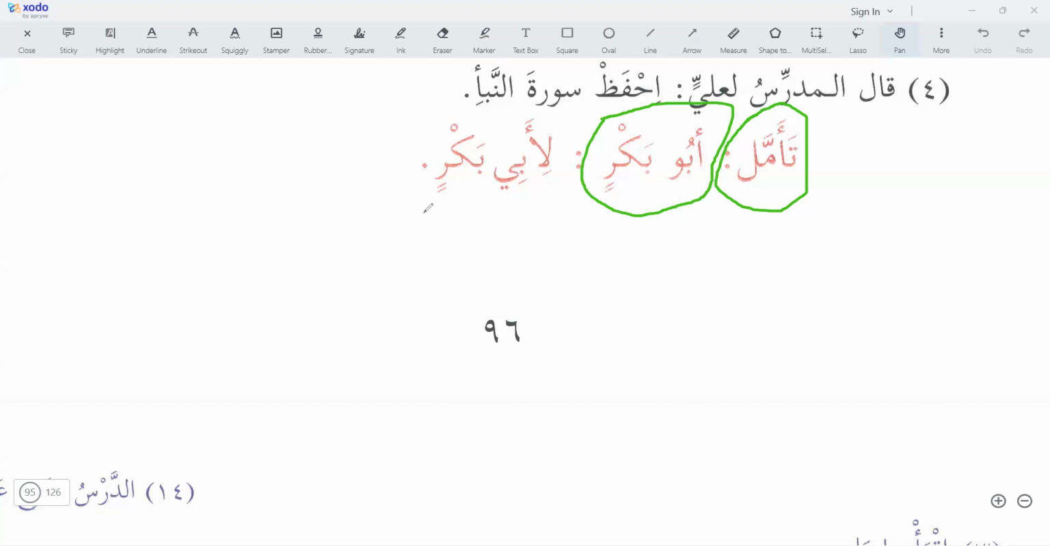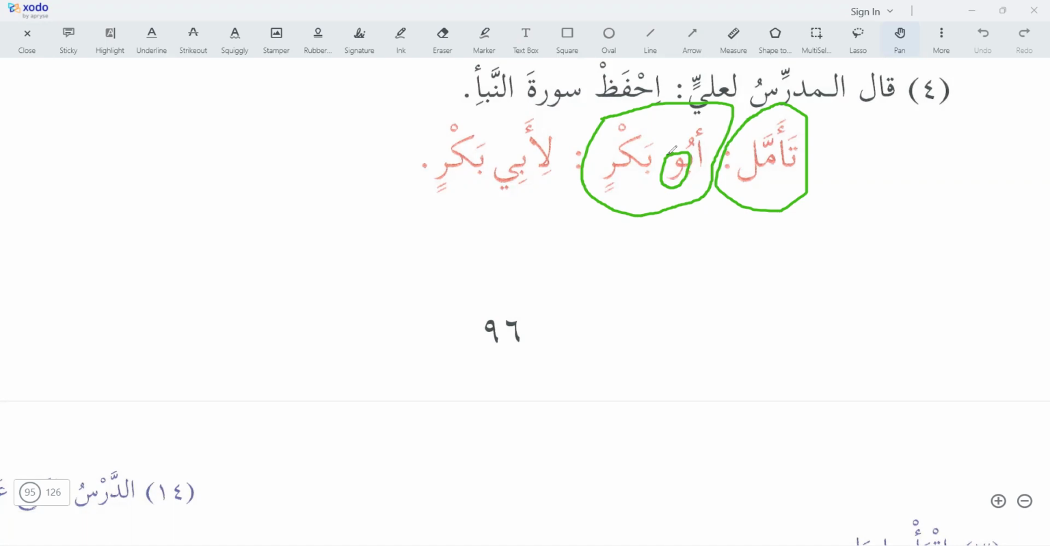We have learned in book one about the five special nouns. There are five special nouns: abun, akhun, famun, dhu, and hamun. When they are marfu and when they are mudaf, they take an extra vowel. In the nominative case, when these five nouns are marfu and mudaf, then they will take an extra vowel. So it is nominative case, marfu.